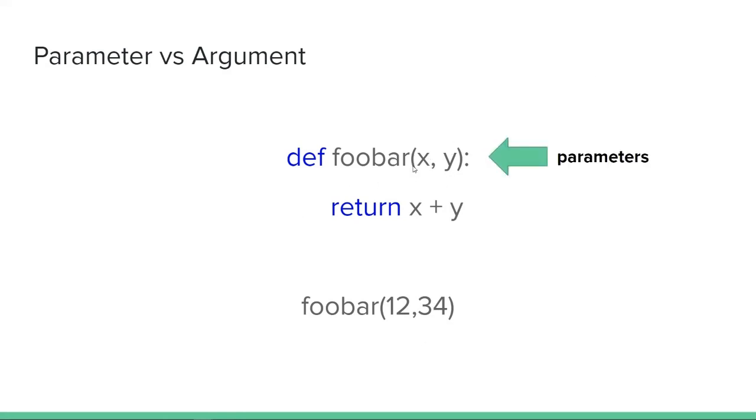So x and y are parameters. You can think of them as placeholders for the arguments that we will use when we invoke the function. So these are just placeholders. And what happens essentially is these arguments, when I pass them into the function, take the place of x and y based on their position. So in this scenario, these are positional arguments, but we'll speak about that.